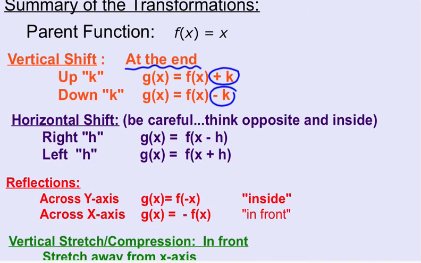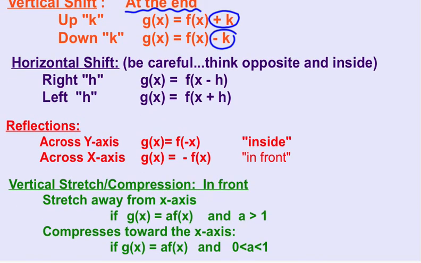All right, the next transformation is the translation lefts and rights. And we got to be careful here. Think opposite and inside. So if we have some parent function and we want to move it to the right, we have to subtract h. Remember the x-axis, we move it to the right, we are subtracting. And then the opposite for left, adding.